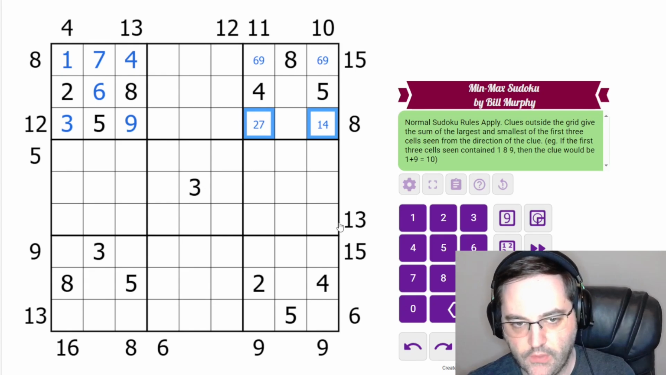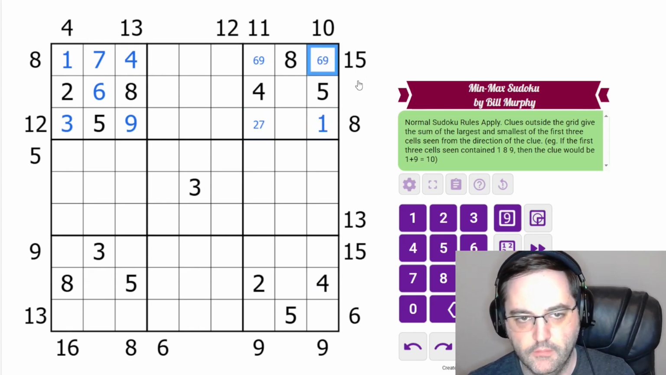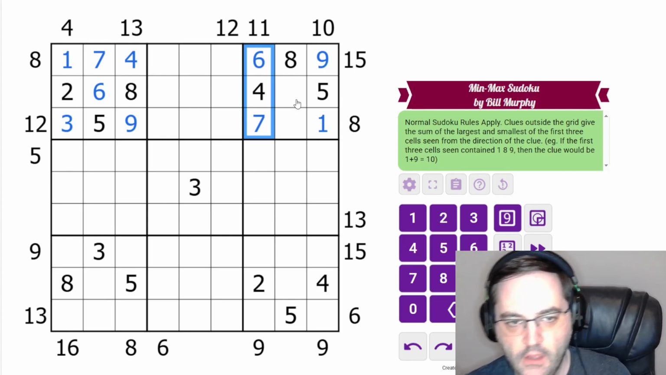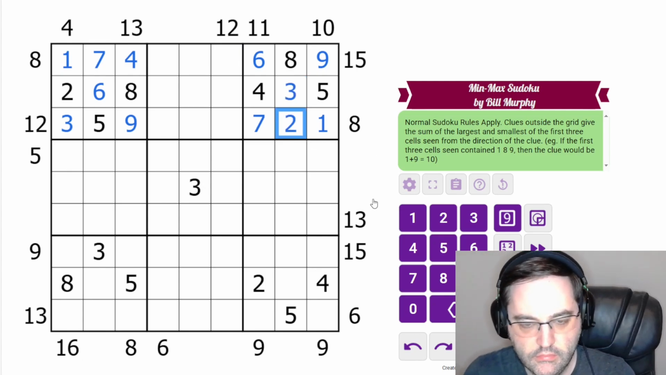1, 7 works fine here. This can't be 4 though, because there's a 4 right here. So this is 1. And that means this is the 9, this is the 6. And now we can fill in the 7. We've already reasoned 6 can't be the high digit here. So 6, 4, 5 would have a clue of 10 as well. 6 plus 4. This is 3 and 2.